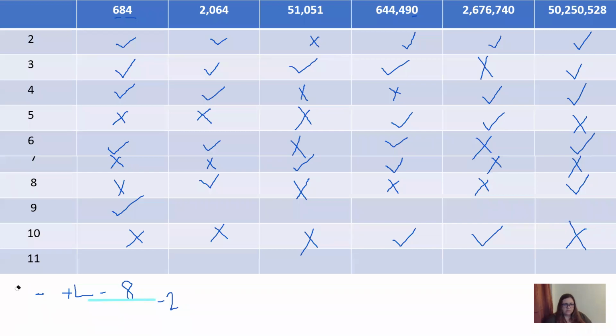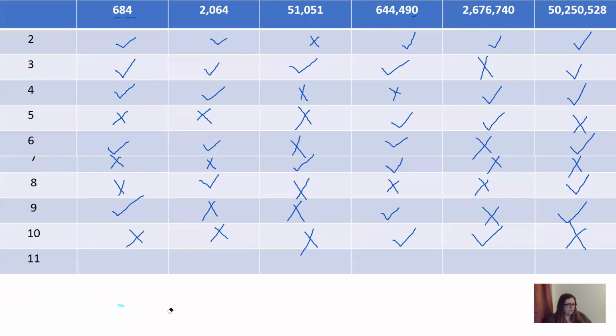Let's try another one. 2 plus 6 plus 4 equals 12. And is 12 divided by 9 even? No, you're going to have a remainder. So, no. And so this one isn't either. This one is, right? This one's not, and this one is. Okay.